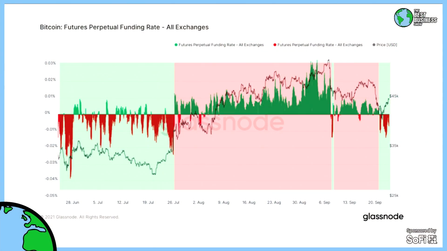Yeah, and this is something we've talked about for a long time. This is the mechanism that pegs the perp contracts to spot. When you have prolonged negative funding, it's bullish. When you have prolonged positive funding, that's seen as a bearish thing.